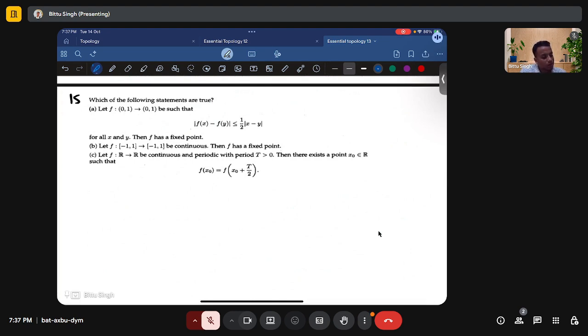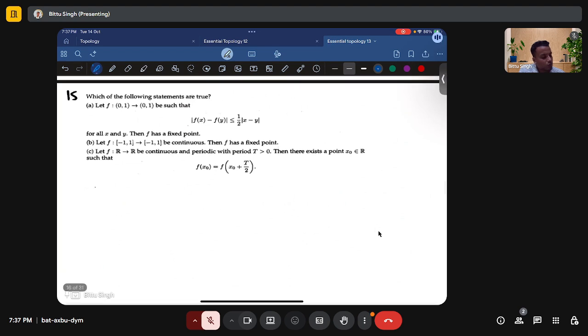Which of the following are correct? F maps open (0,1) to open (0,1) given by this has a fixed point. So A is not true actually. Not true. The condition is this less than or equal to condition. This is the problematic part. That's why we cannot use fixed point theory.